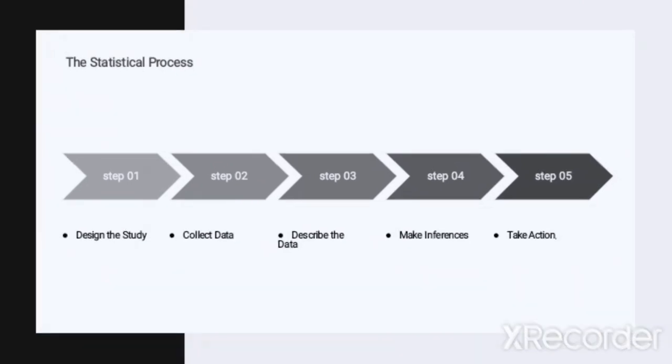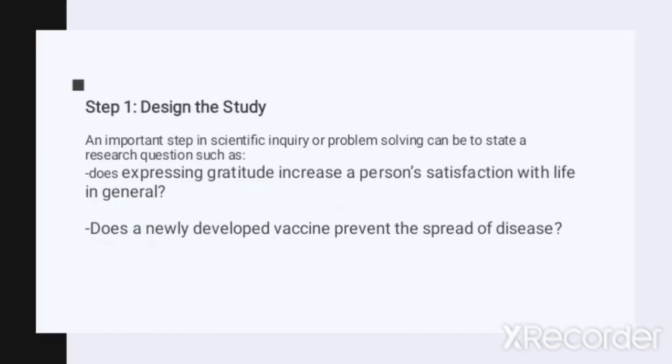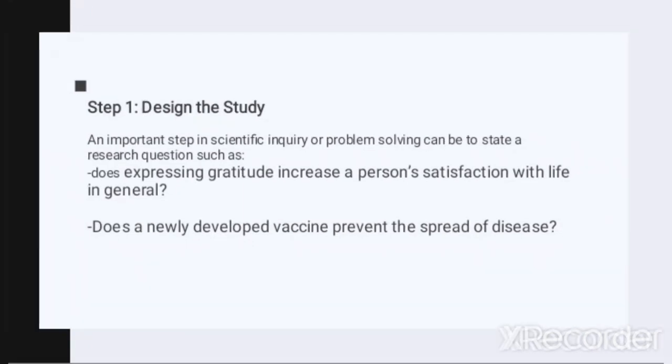We have 5 steps in the statistical process. First, design the study. Second, collect data. Third step is describe the data. Fourth, make inference. And finally, take an action. So, first step, design the study. It is an important step in scientific inquiry or problem solving, and can be to state a research question, such as does expressing gratitude increase a person's satisfaction with life in general, or does a newly developed vaccine prevent the spread of disease?